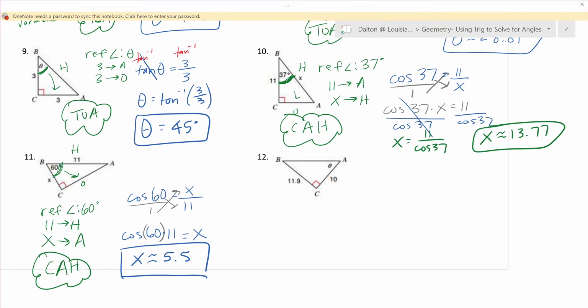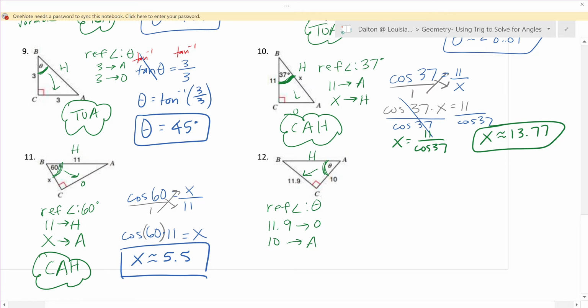Last one, number 12. Started off the same exact way. Our reference angle, we're back to a scenario where we have a variable there. We're solving for theta. And we have 11.9 and 10 as our sides. And we need to figure out what they are. So go back to your triangle, label the hypotenuse. Across from the 90-degree angle, there's h. So I know neither of my sides are the hypotenuse. 11.9 is completely opposite of theta, so that's O, and then 10 is adjacent.